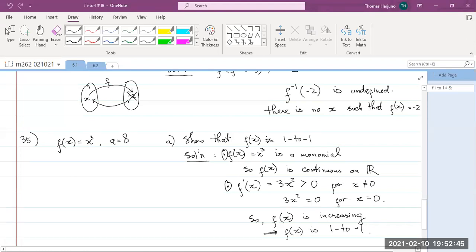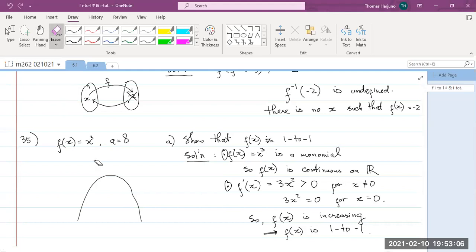Now, either it is increasing or decreasing. If it is both increasing and decreasing, then it is not one-to-one. It's only increasing or only decreasing. So that's how to show one-to-oneness.